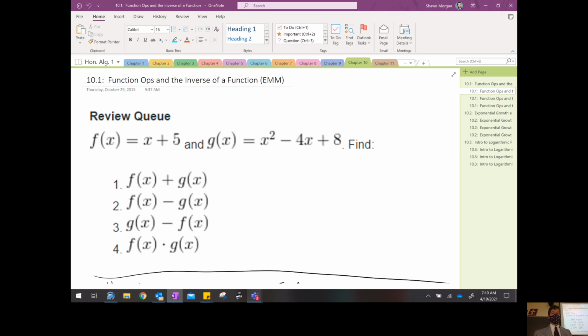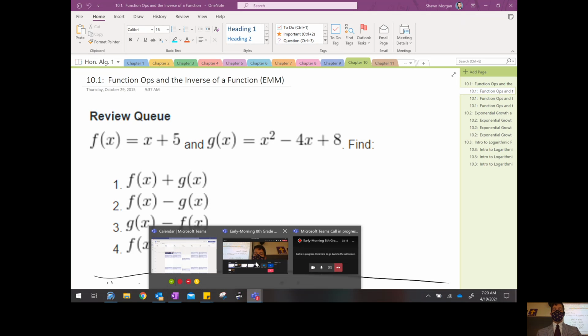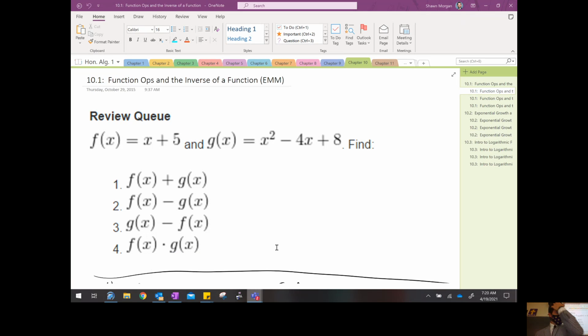And what we're doing in this warm-up is I'm asking you to add the two functions, subtract the two functions in a different order, and then multiply the two functions. So we're doing some polynomial operations as a bit of a warm-up here to this lesson here in chapter 10. So that's kind of the instruction. Y'all get going on it.